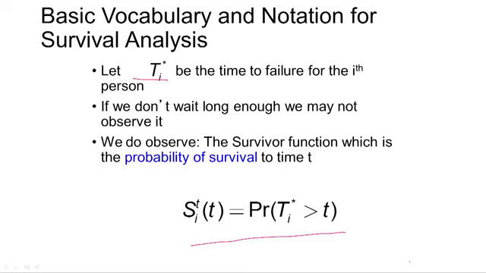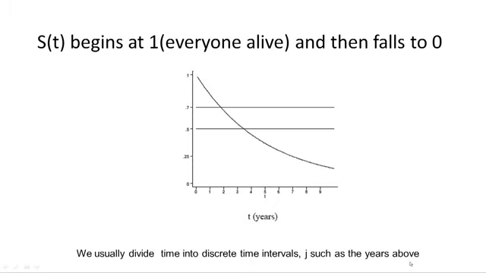And of course, your age of death is not necessarily the average age at death, right? So I've indexed that by i for the ith person. And here's an example of what a survivor curve looks like.